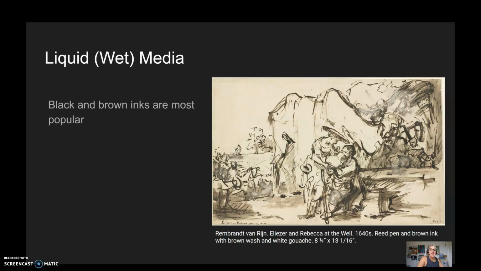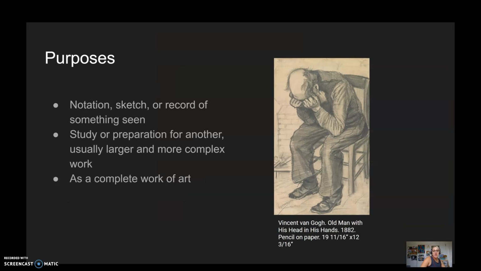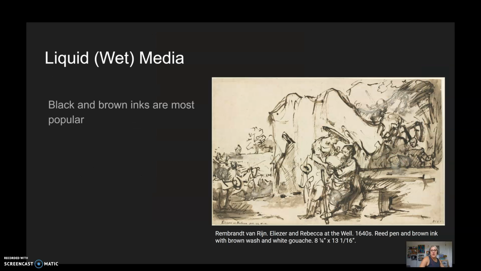Okay. And then the last one is just called liquid or wet media. And black and brown inks are the most popular, but I guess you could use any color of ink. And then here is a drawing by Rembrandt, and this is in your textbook. He sketched quickly a compositional arrangement for a possible painting. So when we go back to the purposes, this was a study in preparation for another more advanced work, almost like a sketch.